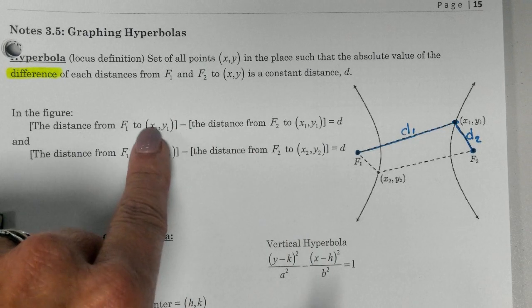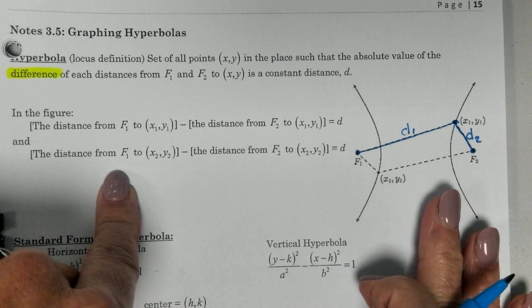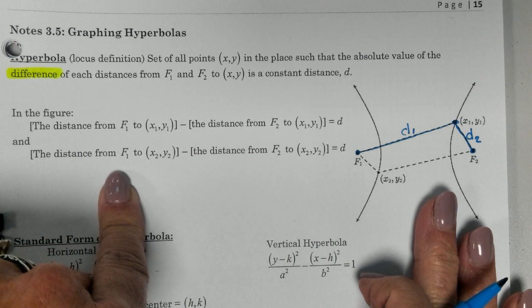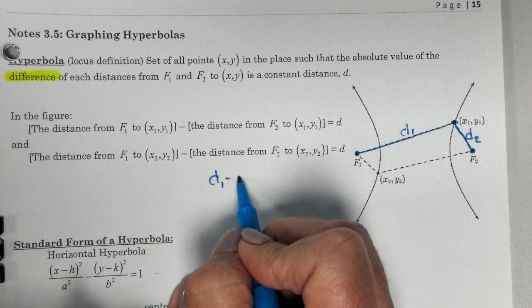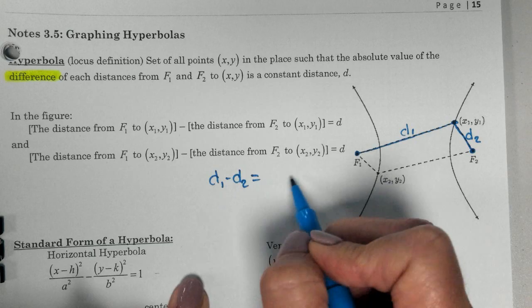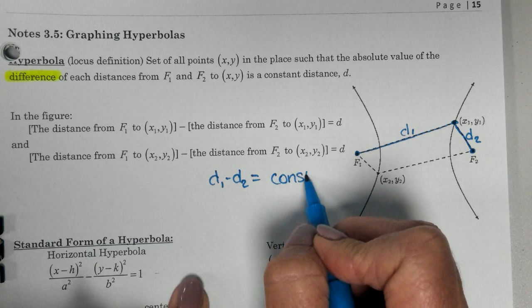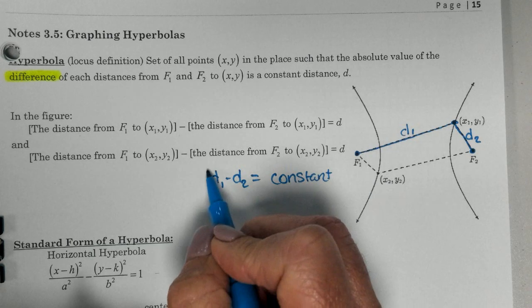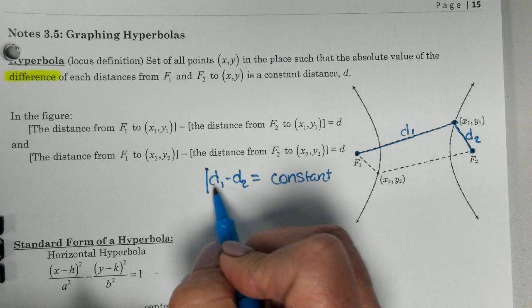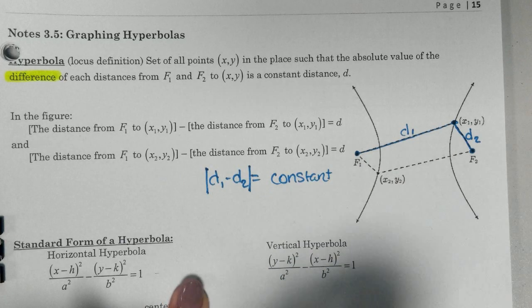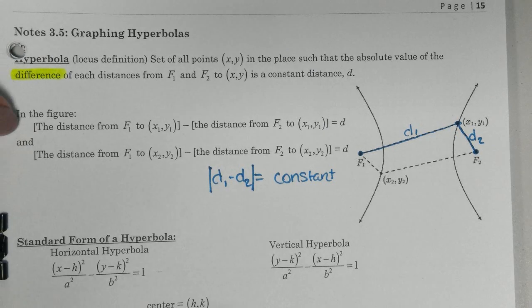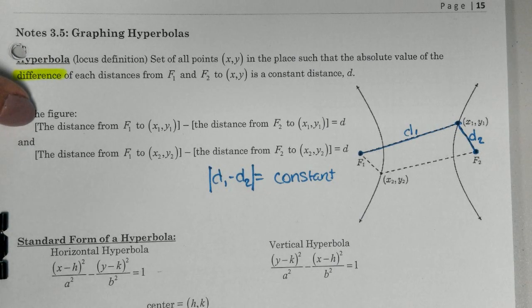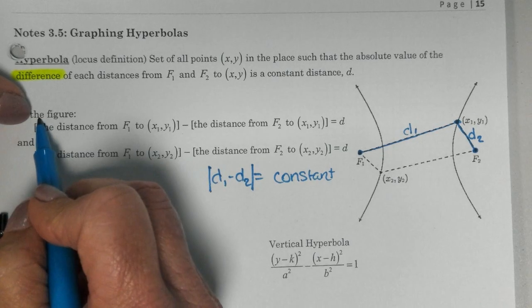In an ellipse, it was the sum. In a hyperbola, it's the difference. So d sub 1 minus d sub 2 equals a constant. And we say the absolute value because it just depends upon which one, if you subtract the bigger one from the smaller one. That's what we're looking at. And that's what I was trying to depict here. However, I think it's a little bit difficult to really see.